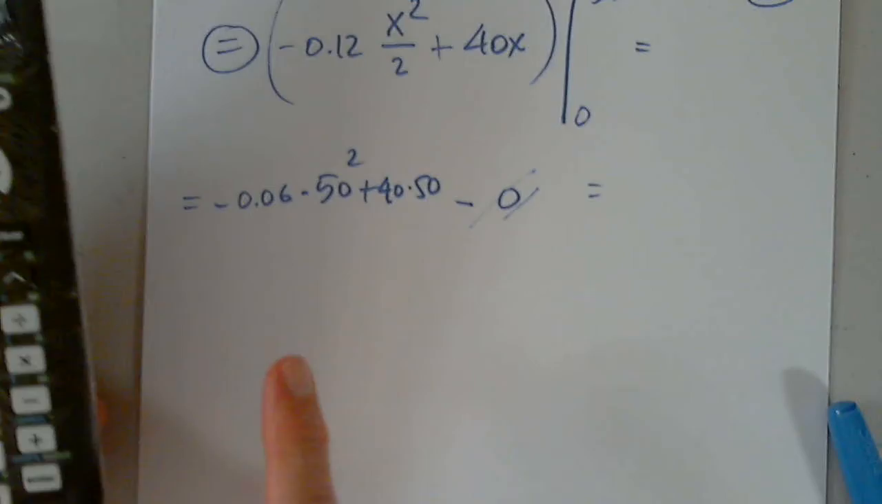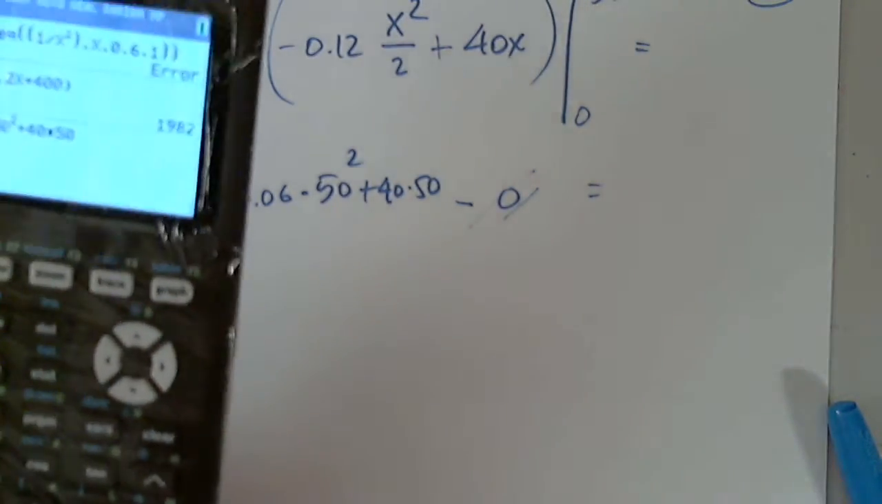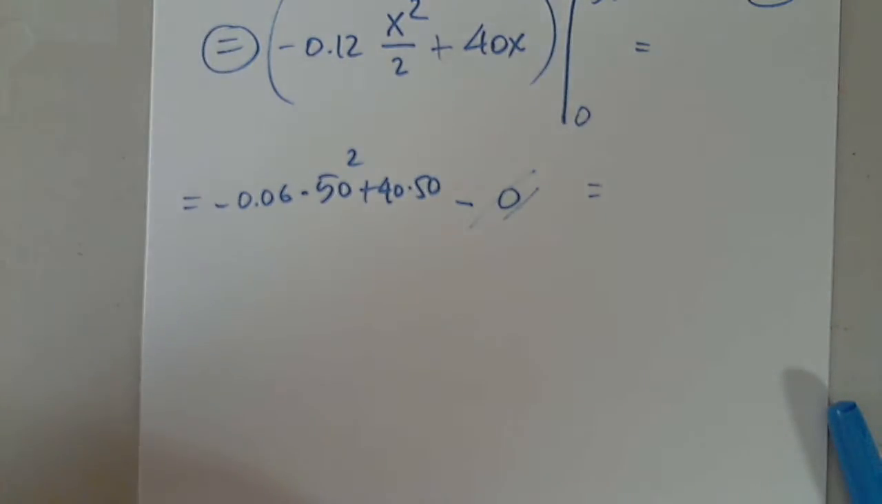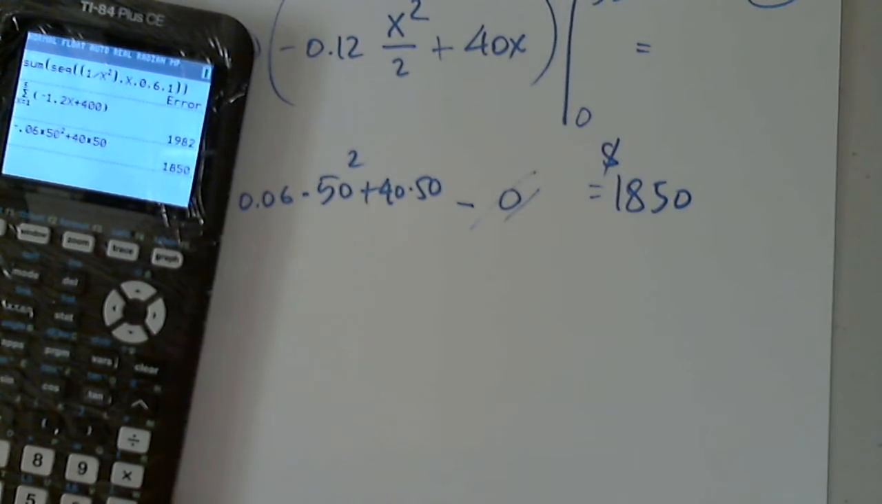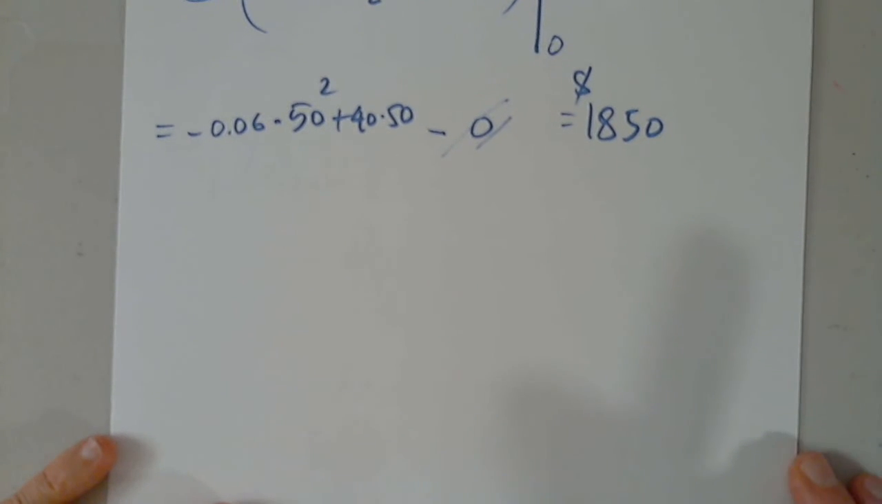Negative 0.06 times 50 squared plus 40 times 50. It's 1850. And that's the exact. All the other numbers are either under or above. Any questions? And this is the exact.